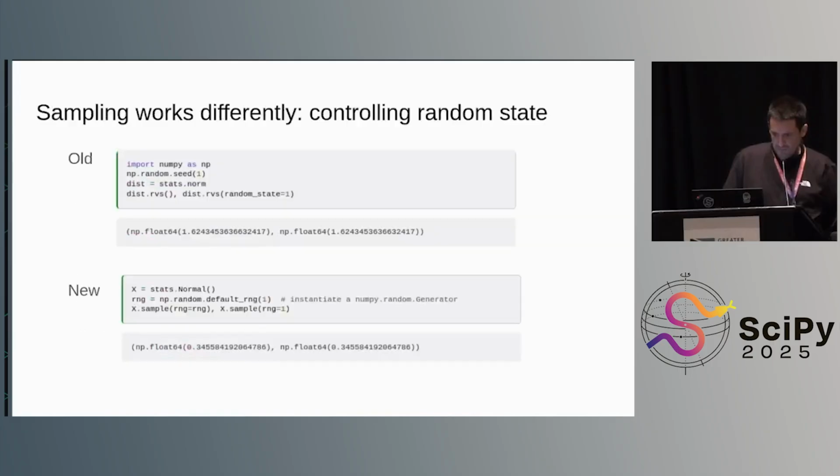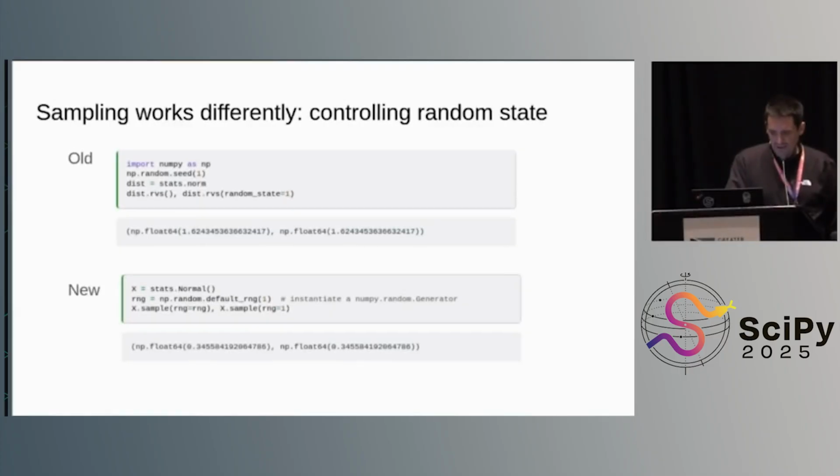Now sampling works slightly differently. Previously, NumPy had a global random number generator that people would work with using numpy.random.seed, or you could pass a random state into the distribution. It's another case where you have two ways to do things. NumPy moved away from this global random number generator because of a lot of problems that it created. So the new way to do things in NumPy is to use generators. This is the default random number generator.